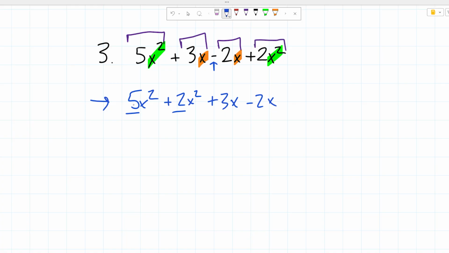Since these were alike, we're going to do 5 plus 2 is 7. And then have our variable and exponent at the end, 7x squared. Then we got positive 3 and minus 2. So 3 minus 2 is going to be positive 1. We'll just do plus. Again, we don't write the 1 if it's a coefficient of 1. So we're just going to write x. So 7x squared plus x. We're good to go. On to the next one.